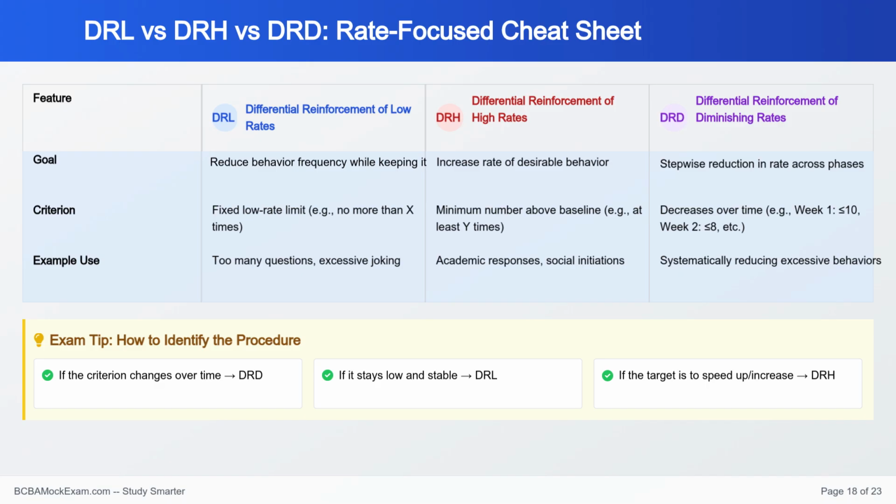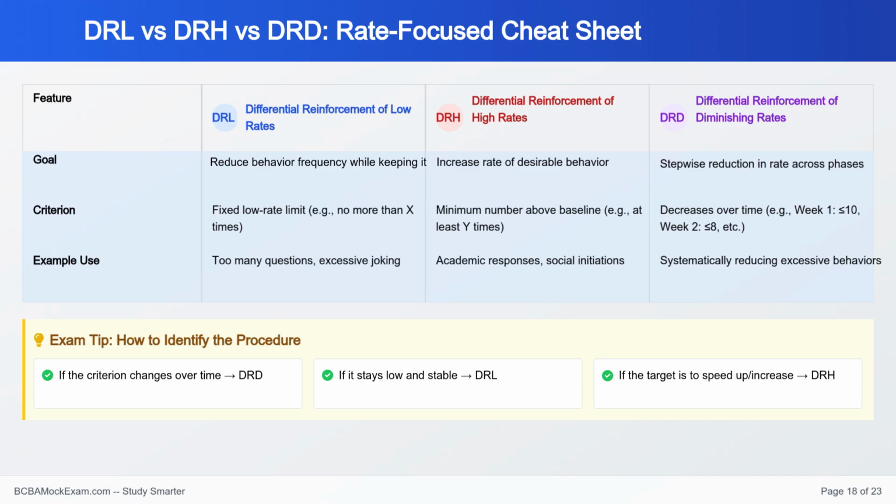Like no more than 3 questions per class. You'll see this with excessive joking, over-responding, or too many requests. DRH, differential reinforcement of high rates, is the opposite. The goal is to increase the rate of a desirable behavior. Instead of limiting responding, you set a minimum requirement such as at least 5 correct answers or at least 4 initiations. This is common for academic responding or social engagement goals.